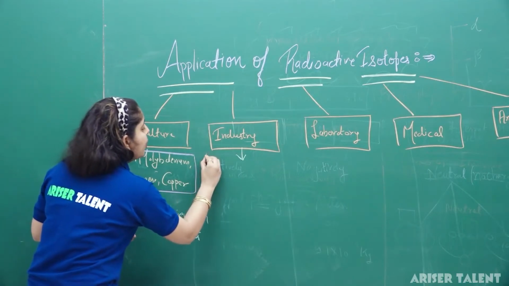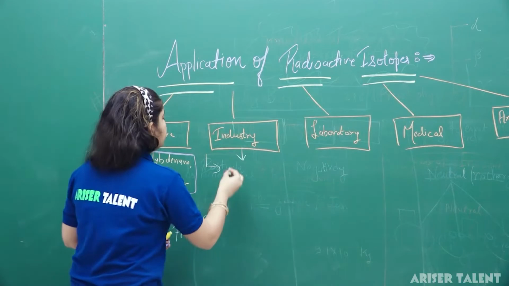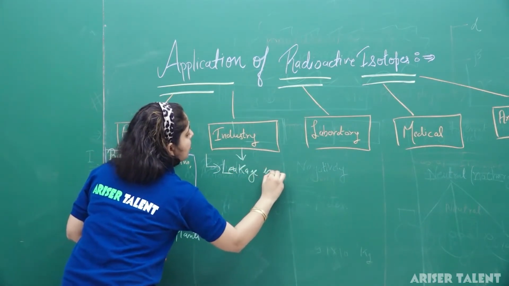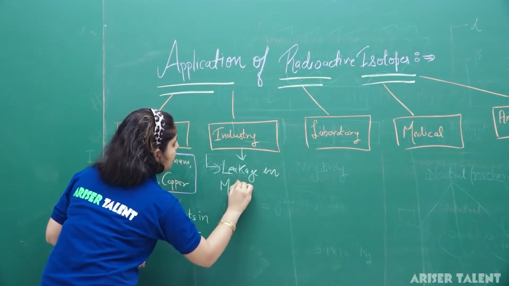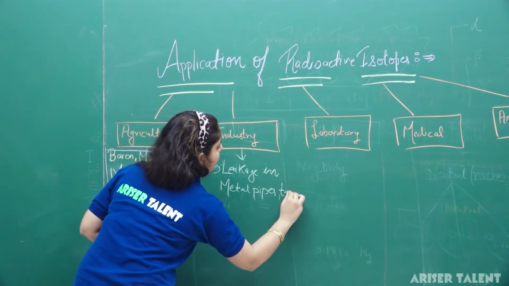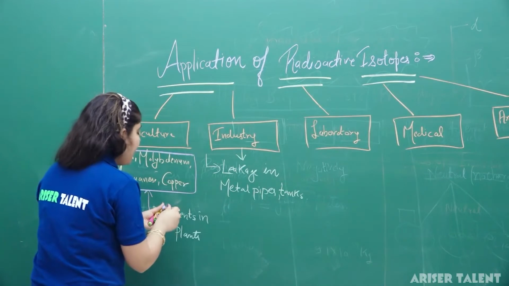So where are radioactive isotopes used in industry? To determine the leakage in the metal pipes. It is used to determine leakage in metal pipes or tanks.